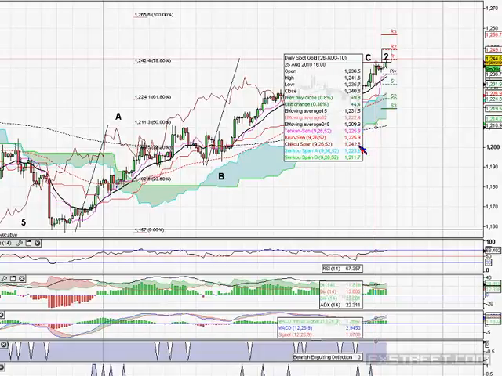Notice what happened here. It refused the bottom of the cloud. It refused all the EMAs and it moved higher. I'm looking for reversal patterns.